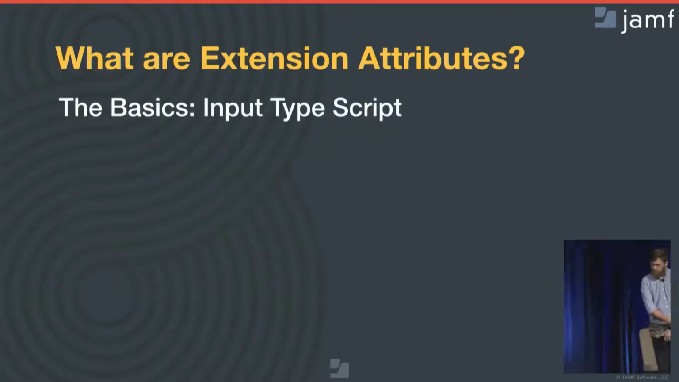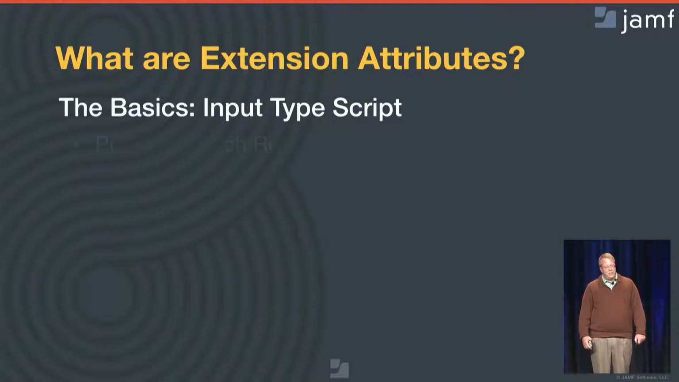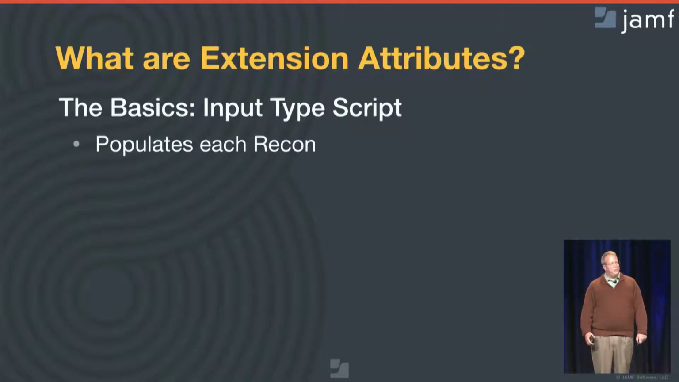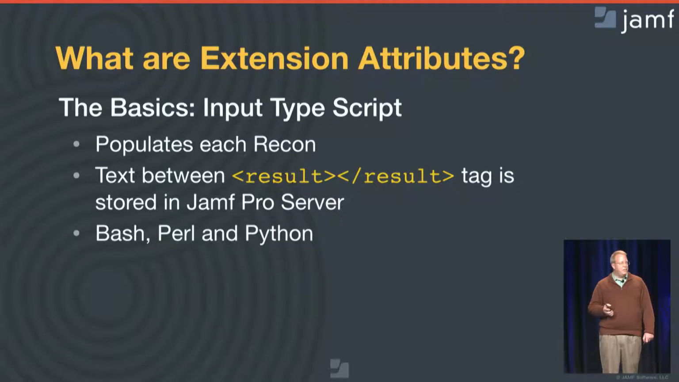One of my favorite features of Jamf Pro is computer extension attributes, especially scripts. The input type of script allows you to run custom code and have the results populate the Jamf Pro database each time a computer submits inventory. When an extension attribute is populated by a script, the text between the results tag is stored in the Jamf Pro server. For macOS computers, scripts can be written in any language that an interpreter is installed. And the most common interpreters are Bash, Perl, and Python.